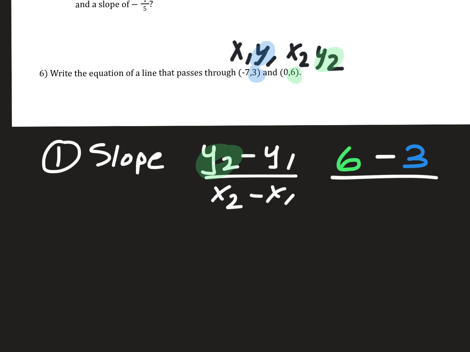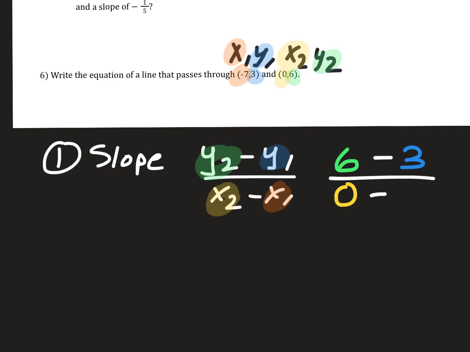And that needs to be over x2. Okay, so oops, that was x1. Then we need x2, which will be the x coordinate of our second coordinate, which is 0. Minus is just part of the formula. And the last part is going to be our x1, which will be the x coordinate of our first coordinate.